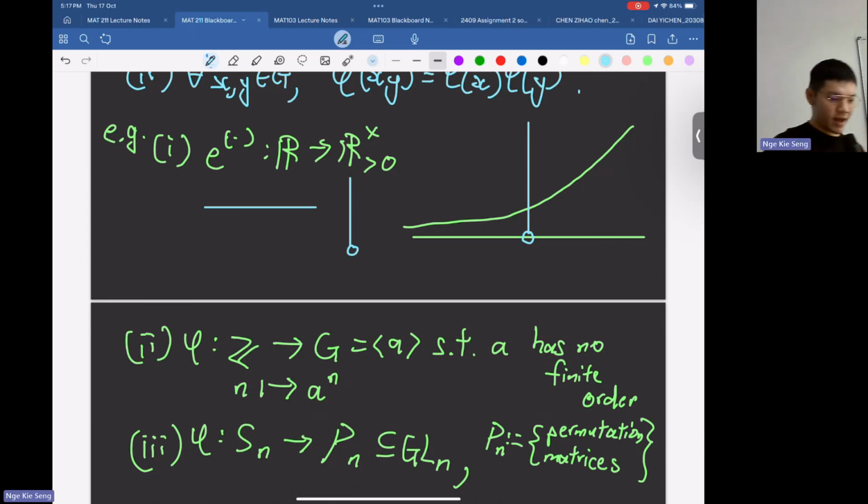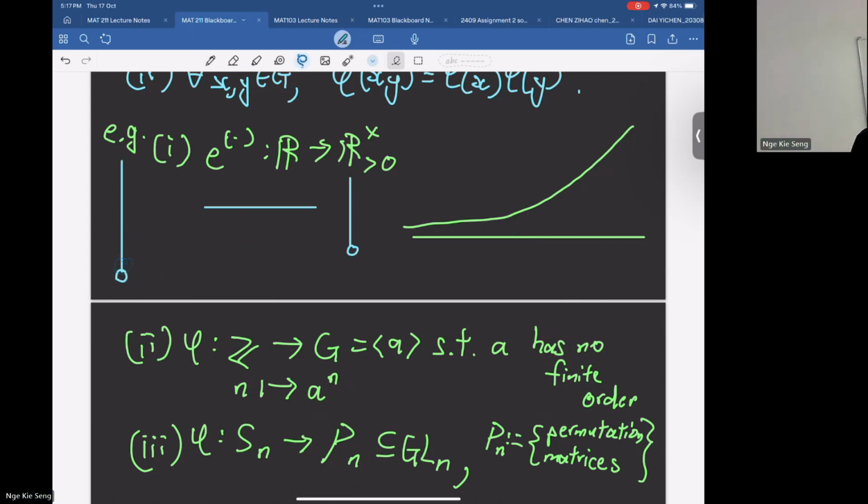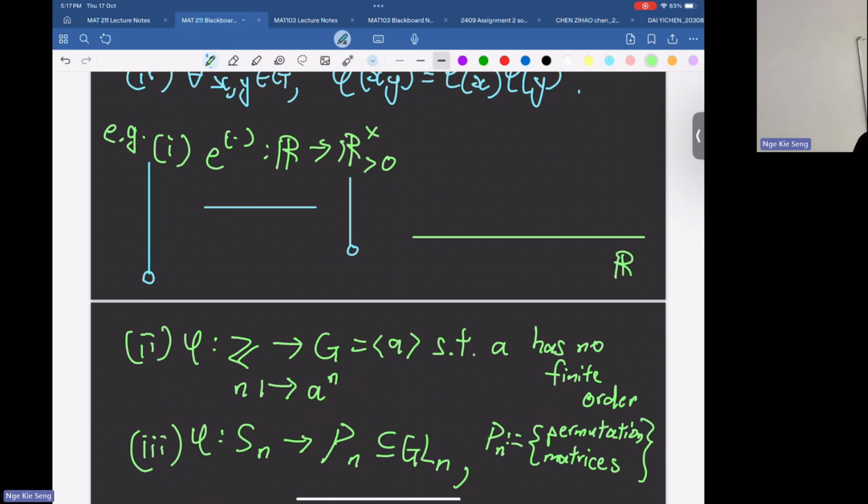Let me think how to explain to you. Let us move this way. You start with a real number. This real number has no boundary, it goes to infinity and negative infinity. But what is e to the r here? What's the image of this map?